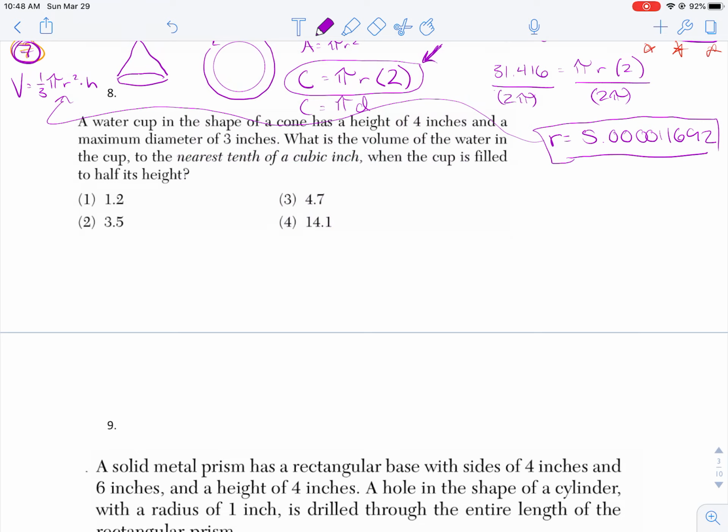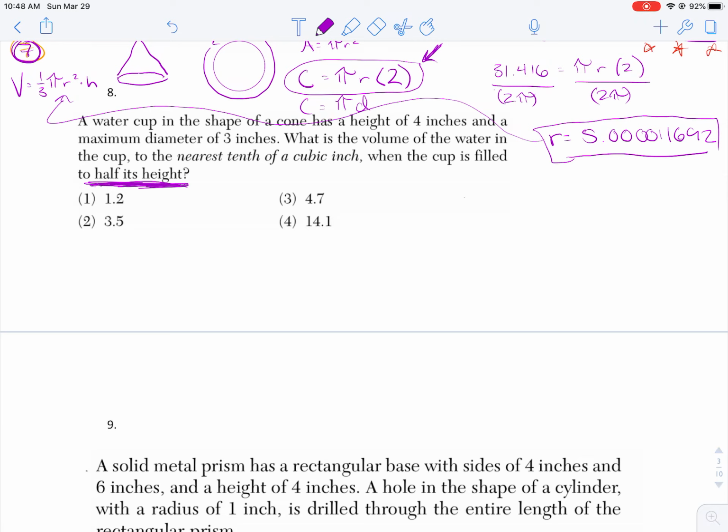A water cup in the shape of a cone has a height of 4 inches and a maximum diameter of 3 inches. What is the volume of the water in the cup to the nearest tenth of a cubic inch when the cup is filled up half its height? So that's going to play a part here.